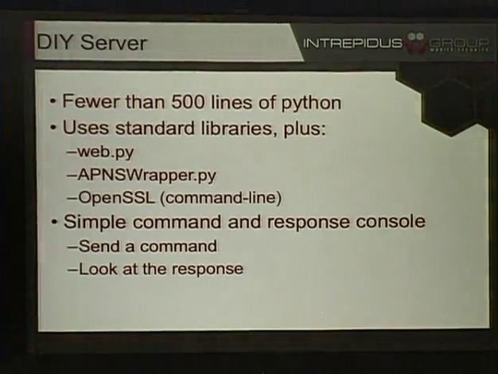So I did. Originally it was 300 lines of Python back last summer. Now it's grown to a little bit under 500 lines of Python, just using standard libraries, web.py, an Apple push notification wrapper I found on the network somewhere, and OpenSSL, all the command line I used to create certificates for the server, for the CA, etc. It's basically just a really simple command and response console. You send a command, you look at the response, see what comes back.